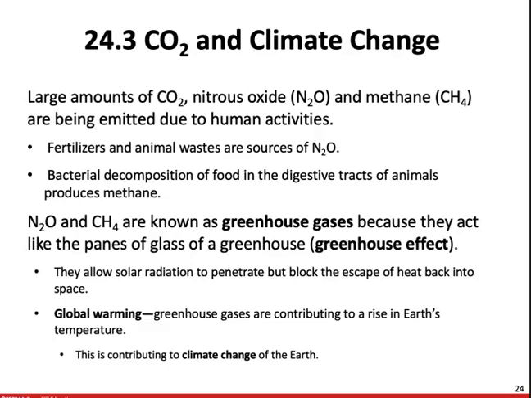Now, the reason why we care about putting too much carbon dioxide in the atmosphere is that large amounts of CO2, nitrous oxide, and methane can be emitted due to those human activities. As they accumulate in the atmosphere, they form what is known as the greenhouse effect. They can actually allow solar radiation to penetrate, but they block the escape of heat back into space. So the additive effect is that it overall is going to heat up the Earth's surface.